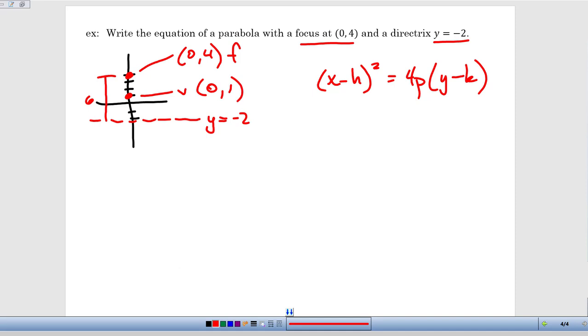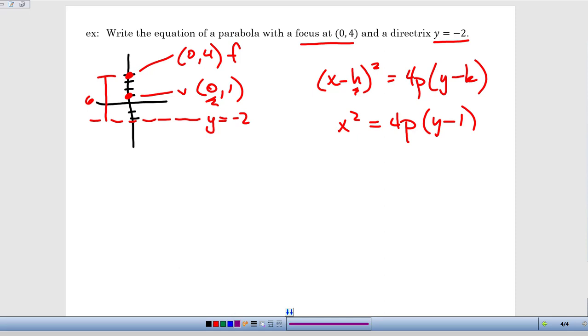So I can start to slot these numbers into our equation. We've got an x coordinate of 0 for the vertex, and so that means h is going to be replaced with 0. So we're really just ending up with x squared equals 4 times p, and some of you may have already figured out what p is, but we'll get to that in just a second. And then the y coordinate of the vertex is 1, so y minus 1. And so that is the last thing that we need to figure out, is what's the value of p.